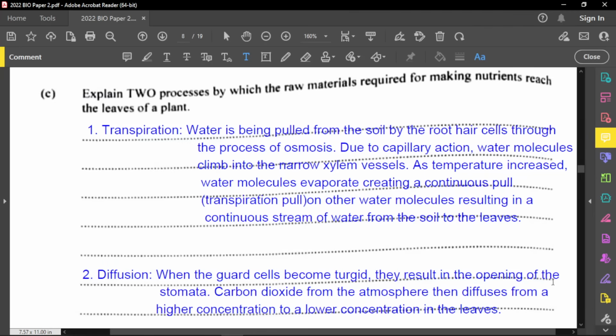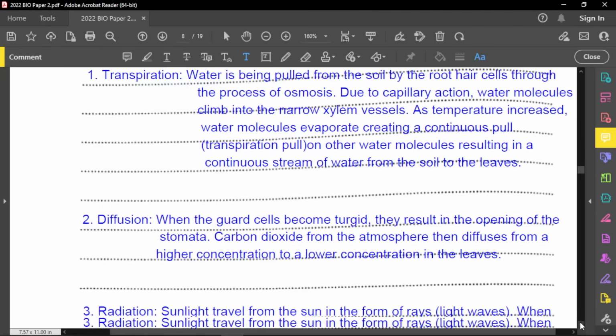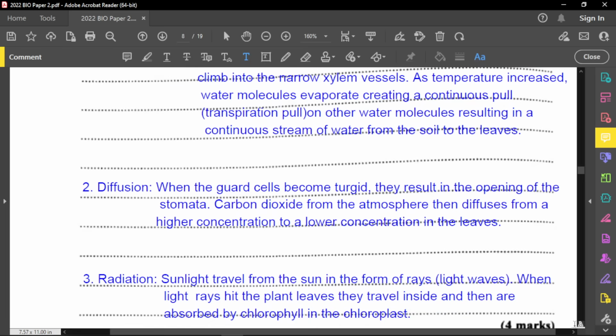All right, for the next one here is diffusion. Diffusion actually makes carbon dioxide available in the leaf. And so when the guard cells become turgid, they result in the opening of the stomata, then carbon dioxide from the atmosphere diffuses from the higher concentration on the outside to a lower concentration on the inside of the leaf. All right, so carbon dioxide is made available by diffusion.